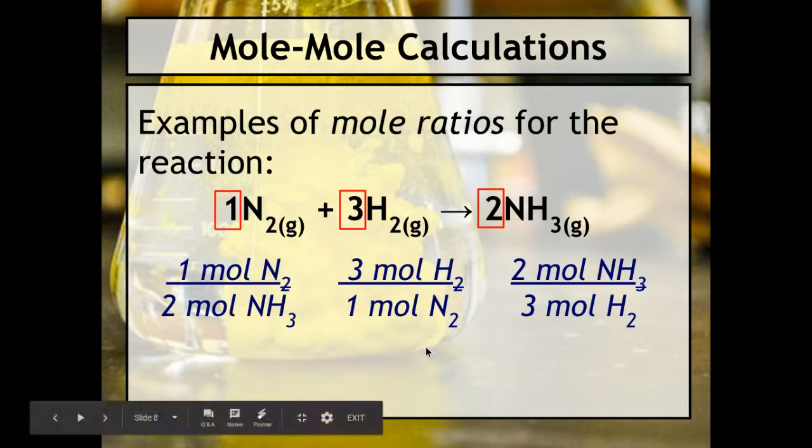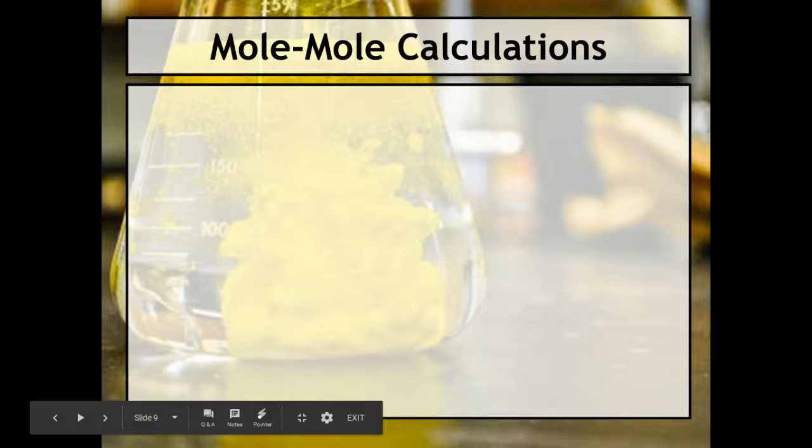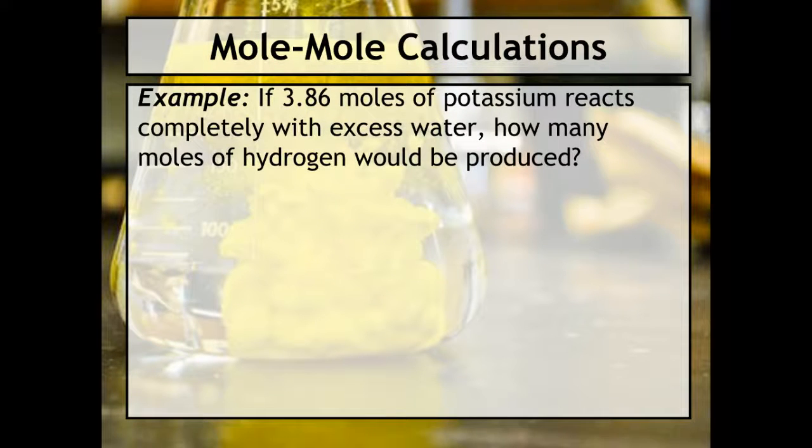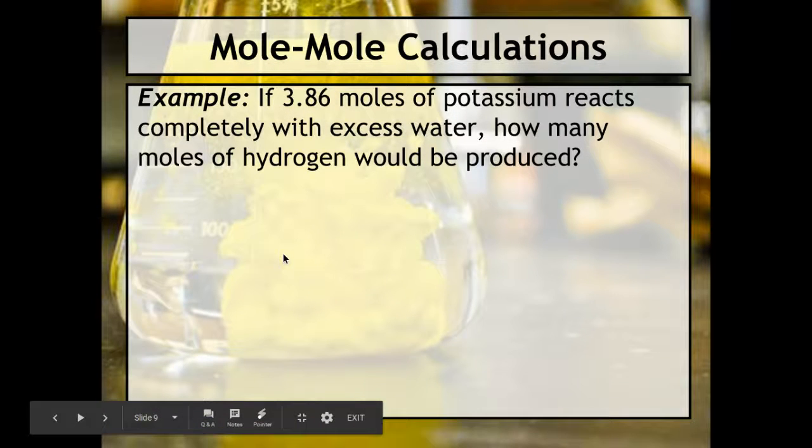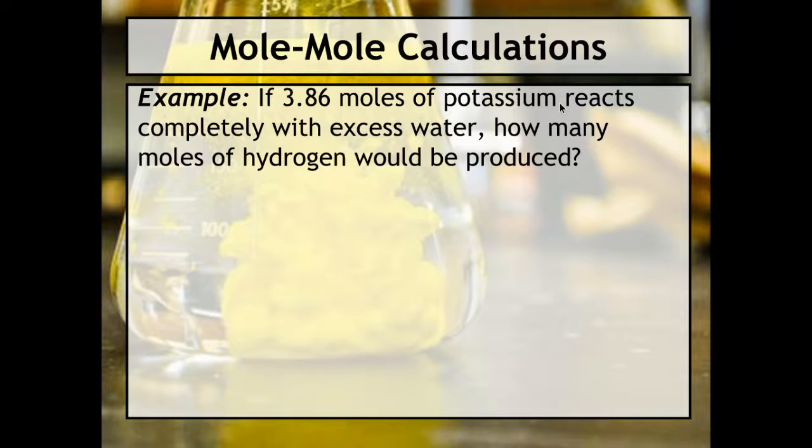So knowing this information, I can answer questions. For number 1, if 3.86 moles of potassium reacts completely with excess water, how many moles of hydrogen would be produced? That's a lot of words. Can I write a chemical equation from that? Sure. We have potassium reacts, so that's a reactant, completely with excess water. That's also a reactant. They're reacting together. So I can put potassium plus water for my reactants.